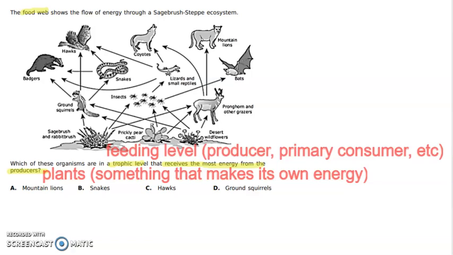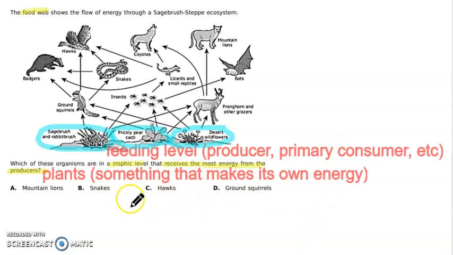So if we go through, first of all, just try and find our producers. That's what we want to find first. Producers are going to be at the bottom of the food web, and they're not going to have any arrows pointing towards them because they make their own energy. If we look here, here's one producer, here's another producer, and here is our last producer.